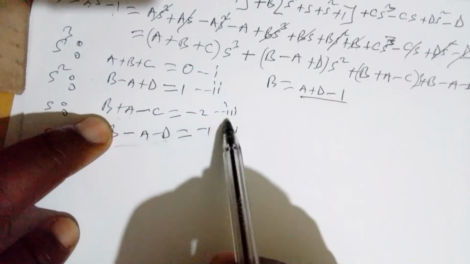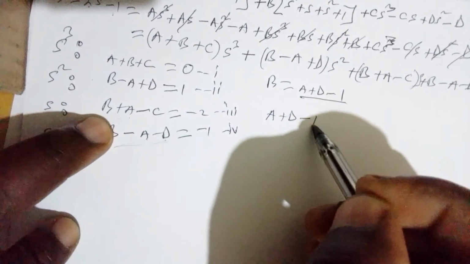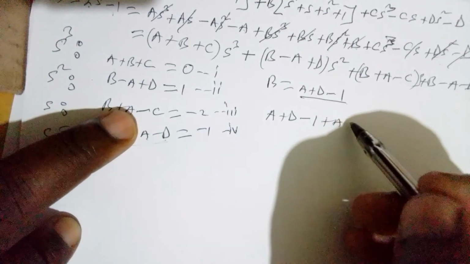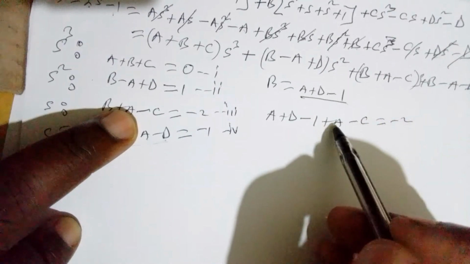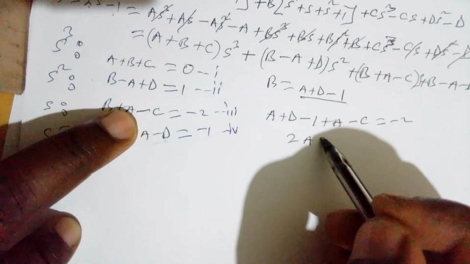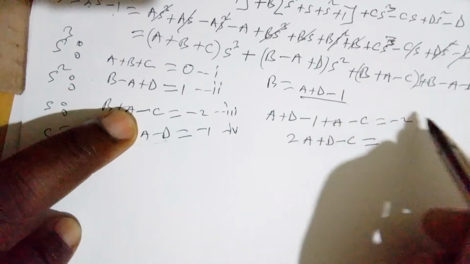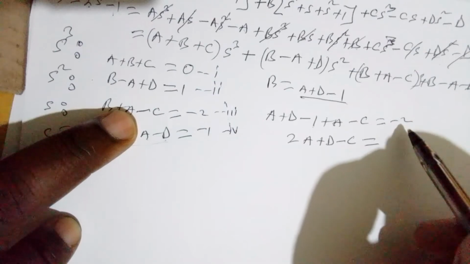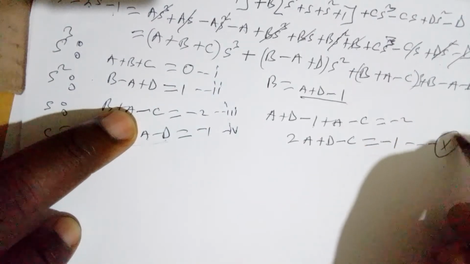So if I start from the 3rd equation, I'll have a plus d minus 1, then plus a minus c equals -2. This and this are 2a plus d minus c equals, when 1 crosses to the other side, it becomes positive, -2 plus 1, which will remain -1. Call this equation x.